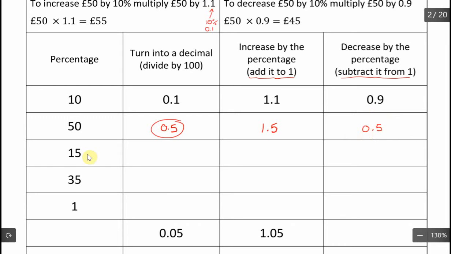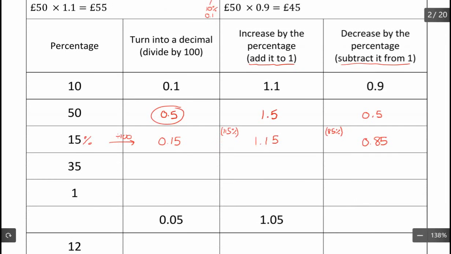15% as a decimal is 0.15. Just divide by 100 to turn a percentage into a decimal. So to increase something by 15%, we would times by 1.15. Remember, just add that to 1, because effectively we'd be finding 115%. To decrease by 15%, we would take that away from 1. So 1 take away 0.15 would leave us 0.85, because effectively we'd be finding 85%.